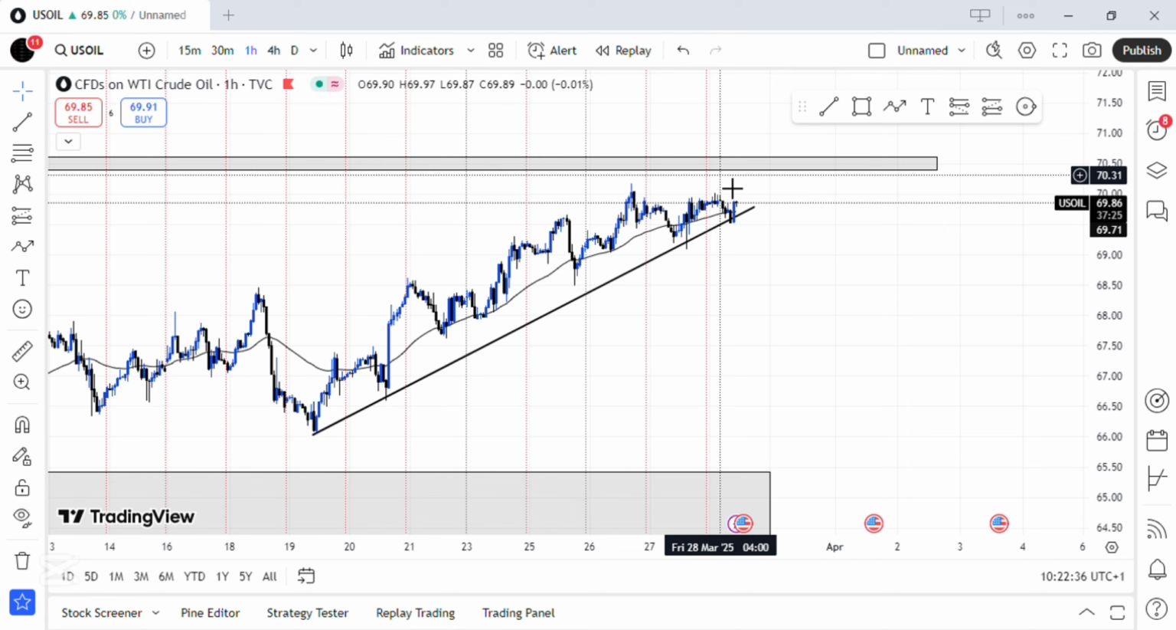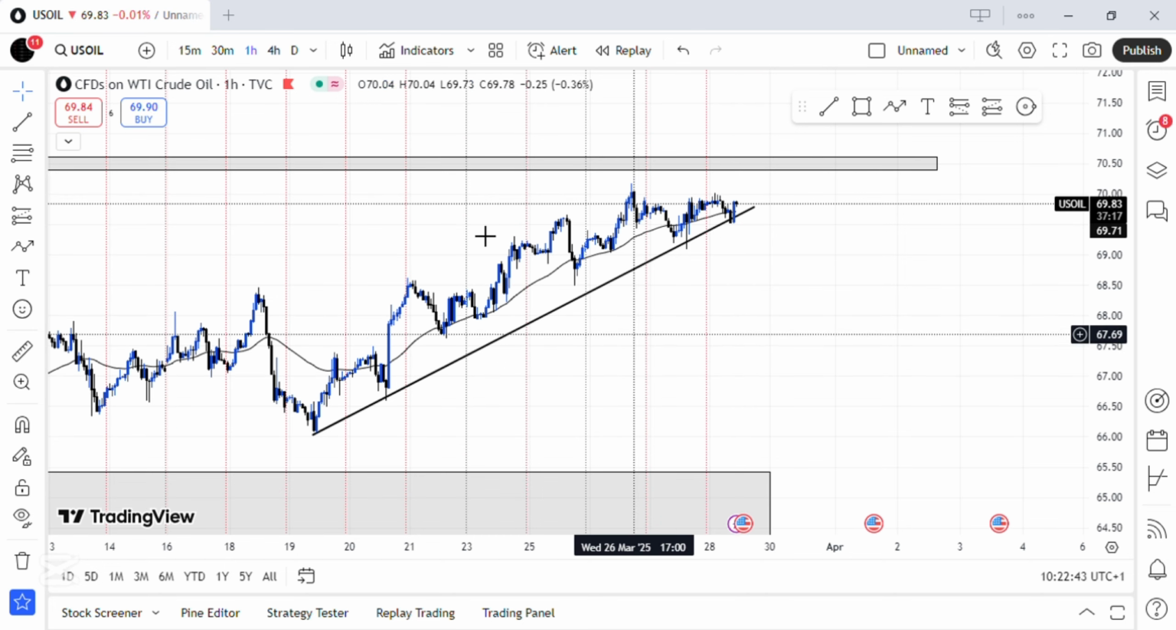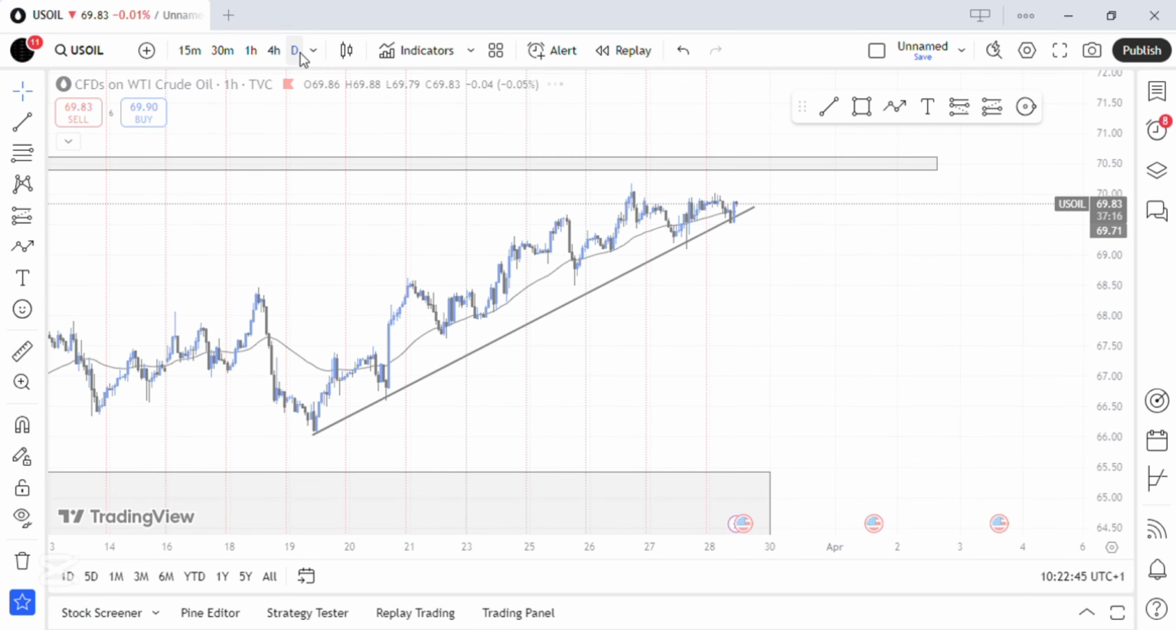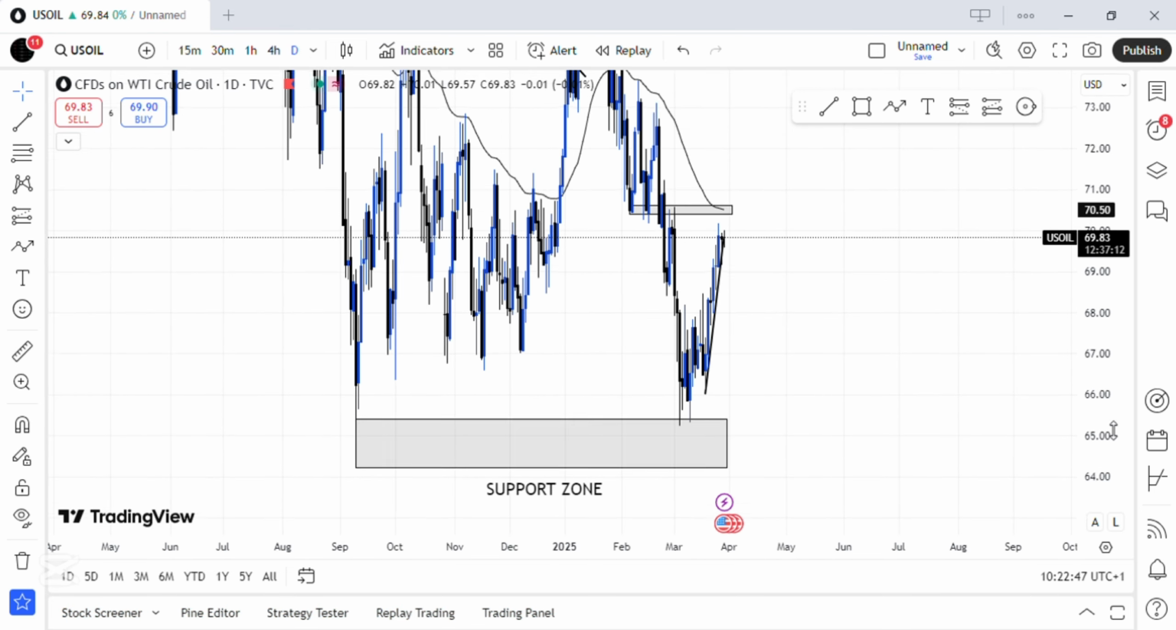You understand what I'm saying? Because we're approaching a line of resistance, and that resistance means that it's going to bounce on the resistance and come to the downside. If you can remember very well, the daily time frame is what is bearish, so we're looking for bearish moves.